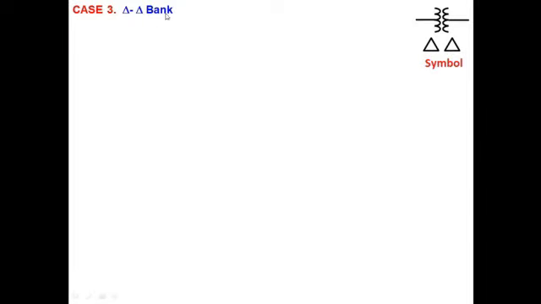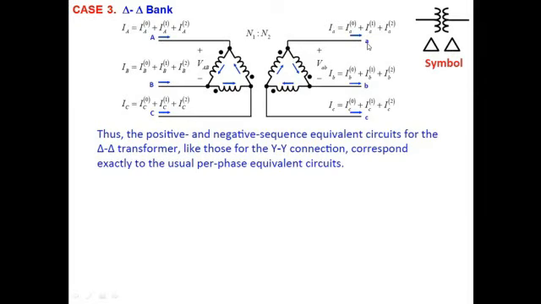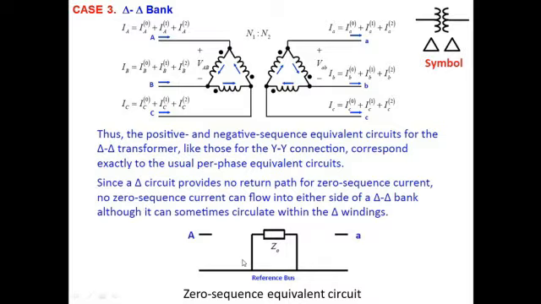Case 3, when we have delta connection on both sides, with no ground configuration. Again, for IA, IB, and IC we will have the positive sequence component, the negative sequence component, and the zero sequence component. Similarly for the secondary side, we will have the positive sequence component, the negative sequence component, and the zero sequence component. And if we want to show this through an equivalent zero sequence circuit, as there is no path for the zero sequence current to flow, both circuits, the primary side and the secondary side, will be shown through an open circuit.